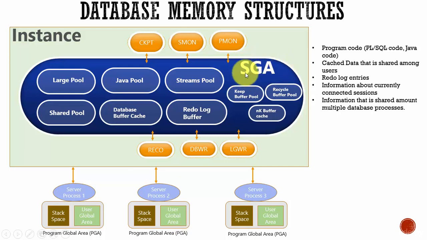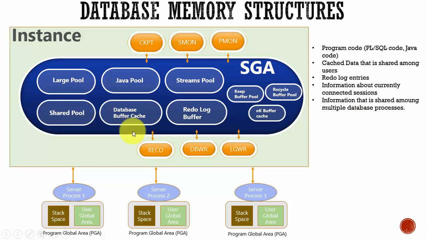The shared global area is a set of memory structures which are used to store your data and the control information related to an Oracle instance. Examples of data stored in a shared global area can be your program code, cache data that is shared among the users, redo log entries, information about the currently connected sessions, and information that is shared among multiple database processes.